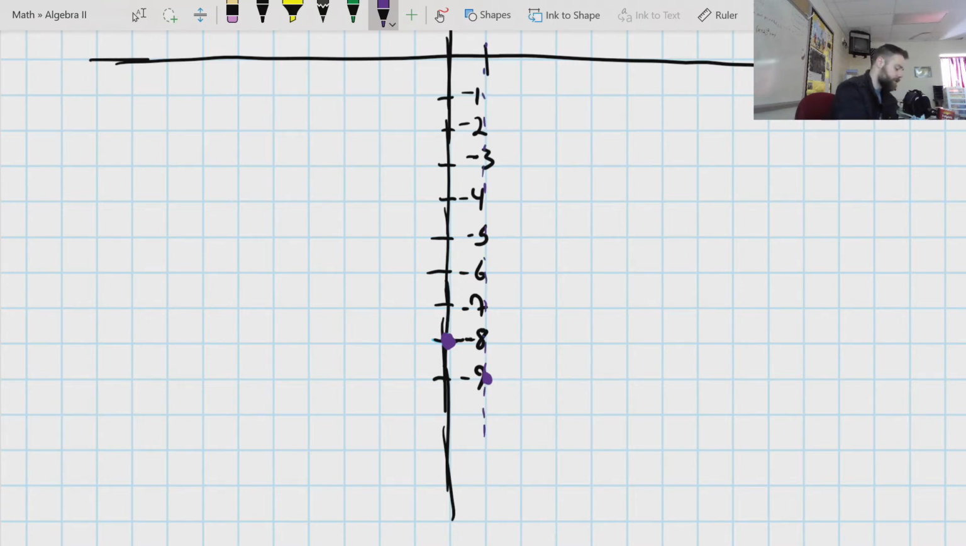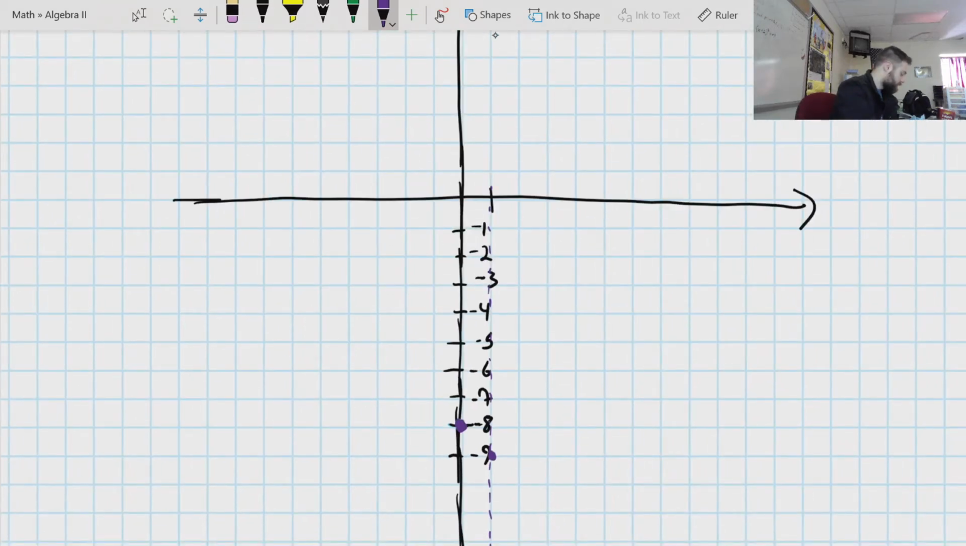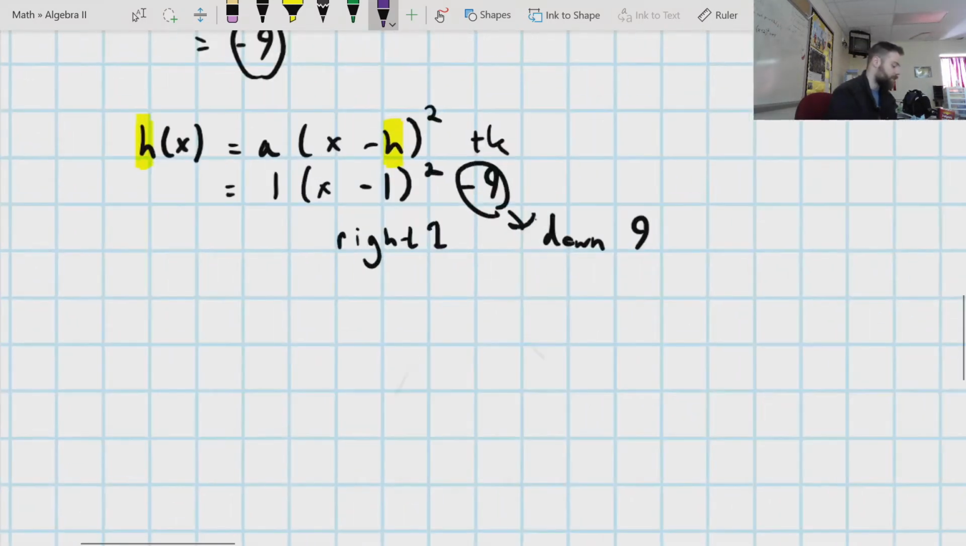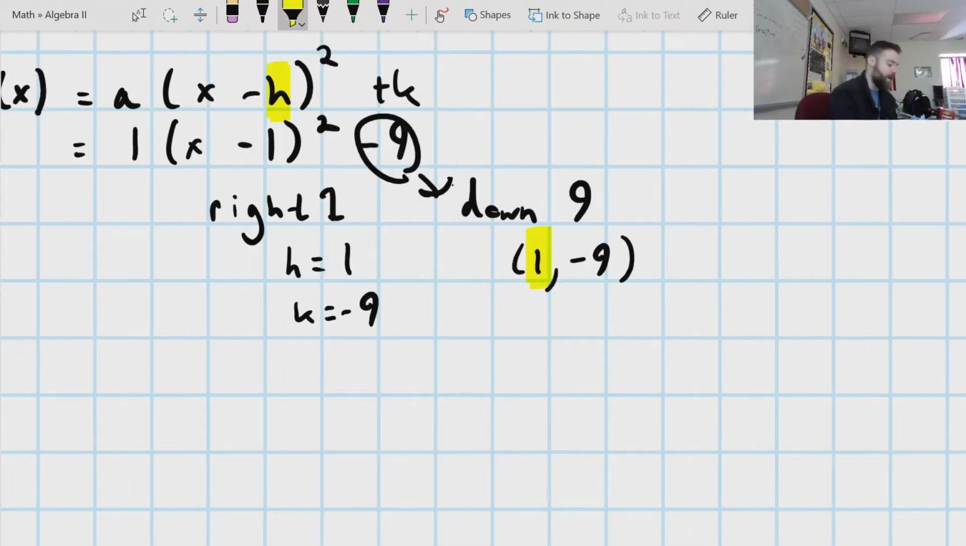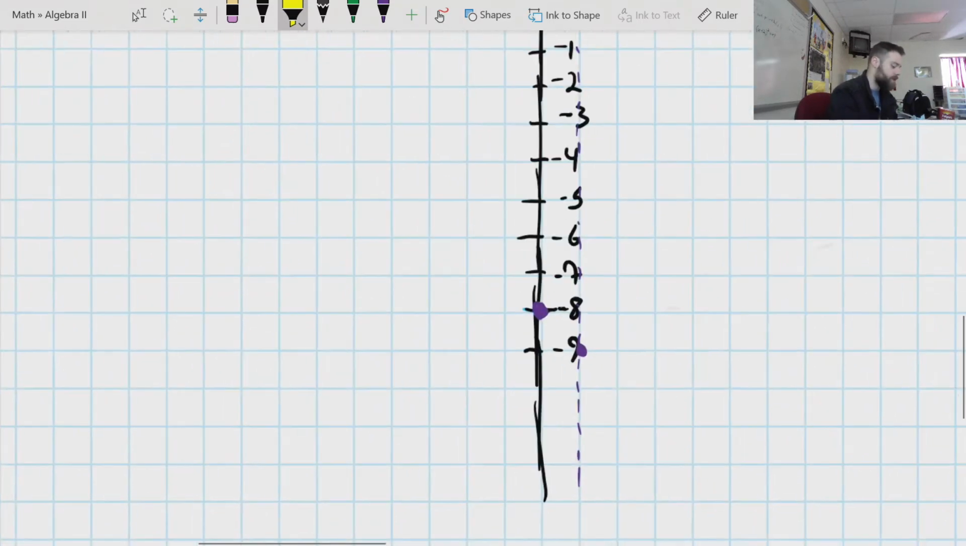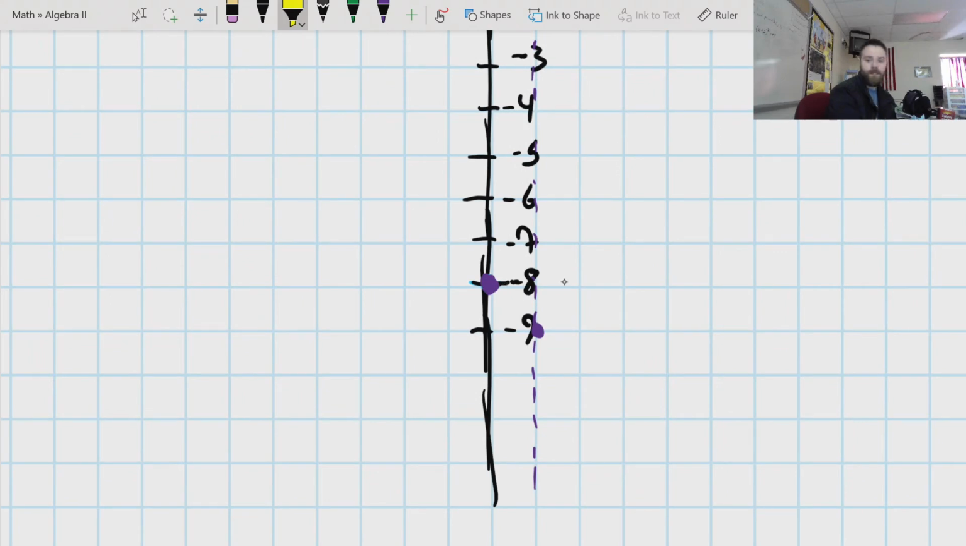Something that I should note, as on the last video, right here, this is my axis of symmetry. Okay? So we've talked about that. Whenever you put this in vertex form, this h value, if h is 1, that tells you where your vertex is. So h is 1, k is negative 9. So my vertex is 1, negative 9. But particularly my x value of my vertex is going to tell me where my axis of symmetry is. So that means any point on the same distance away from this axis of symmetry is going to be symmetrical.